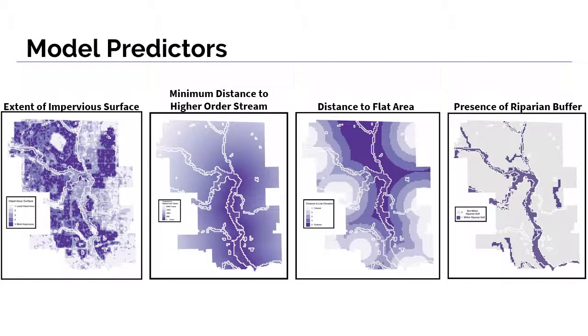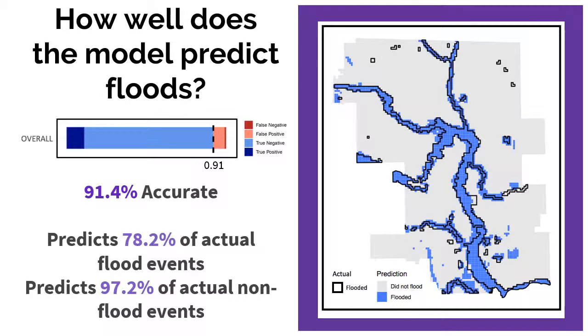In order to predict, we selected natural, hydrological, and built environment features. We removed features that are significantly similar to one another. In the end, our model worked best with these four factors. All were significant predictors. Overall, our model is pretty accurate.